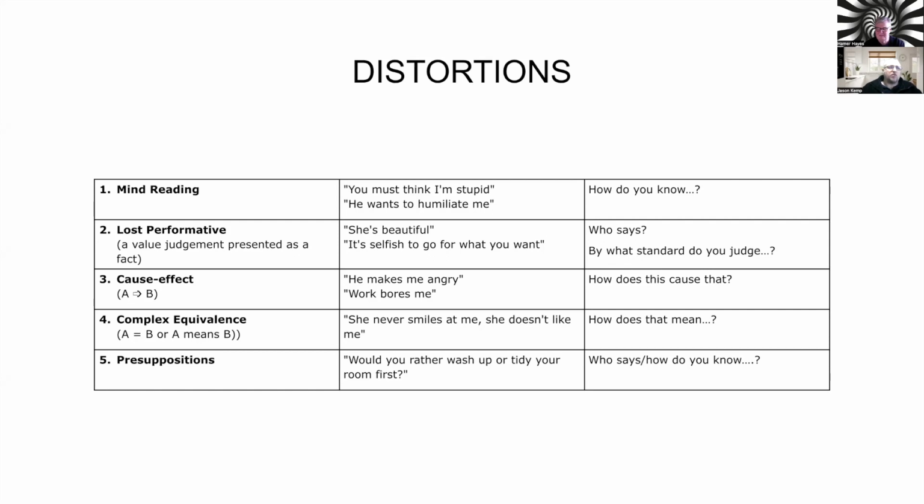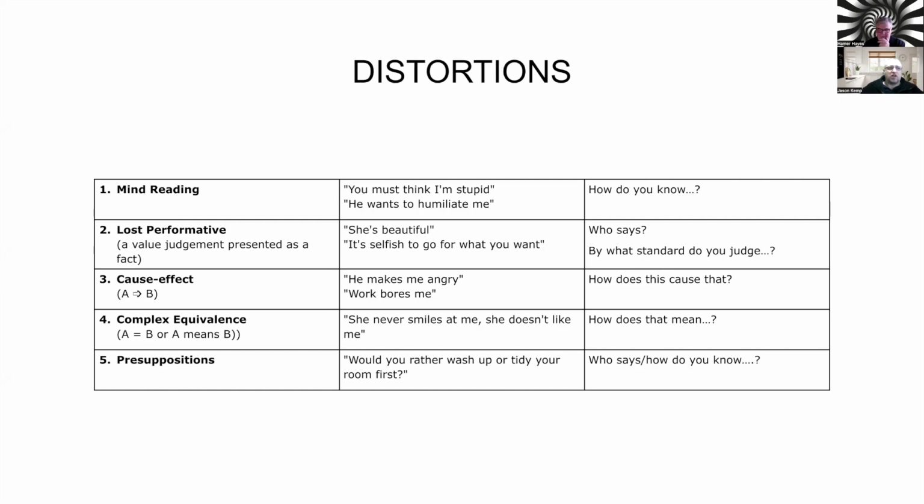A lost performative is when the person that says the thing, making the judgment, isn't present. So he said, she said, for example. Who specifically said? And how do you know? How are you judging that to be true? A cause and effect: A causes B. So work bores me. Work causes me to be bored, is what that means in effect. And when you look at that again, you can ask the question, how does this cause that? So we have the cause and effect.